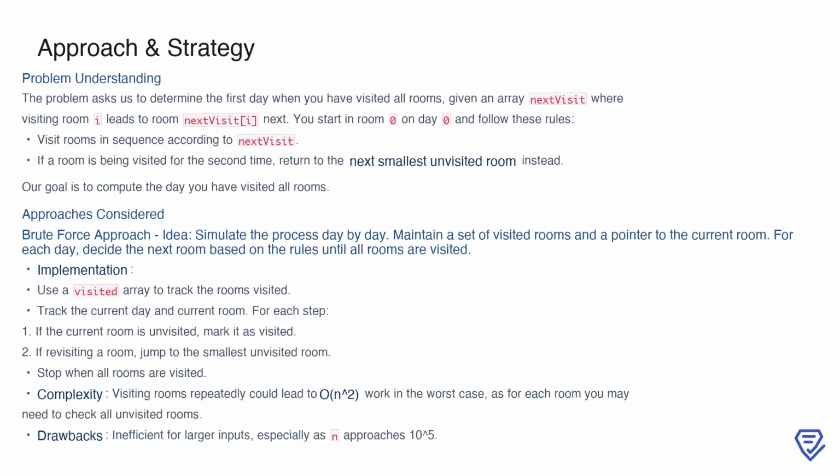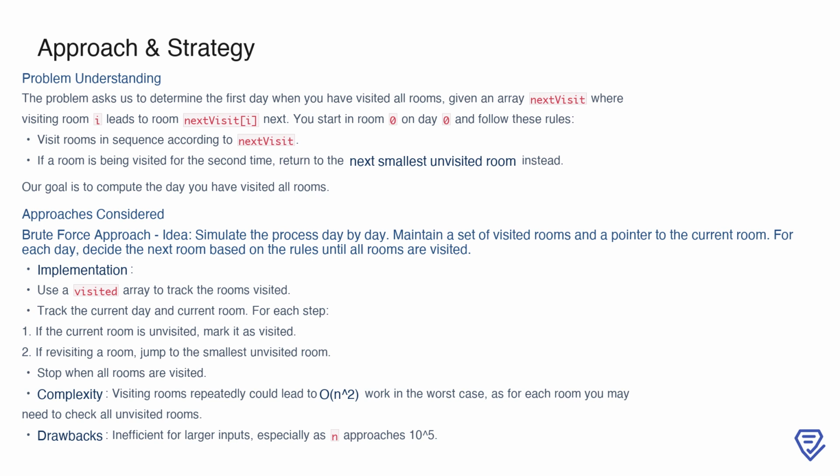To understand this problem, we need to simulate a process where you start in room 0 on day 0 and visit rooms according to the sequence defined in the nextVisit array. If you encounter a room that has already been visited, the rule requires you to jump to the next smallest unvisited room instead. The challenge is to determine the first day on which all the rooms have been visited.